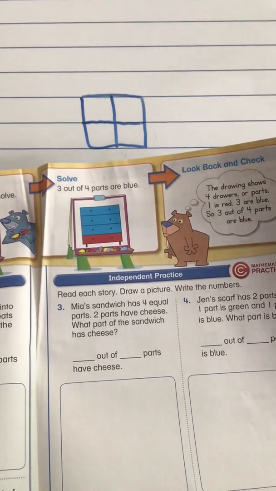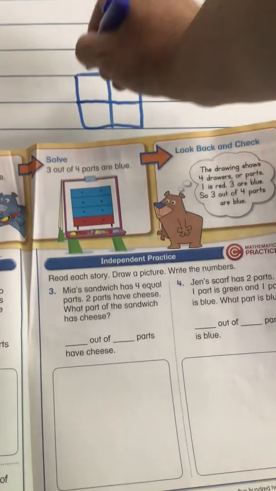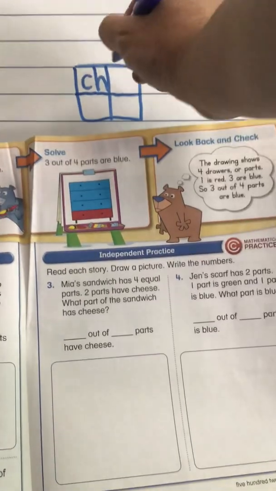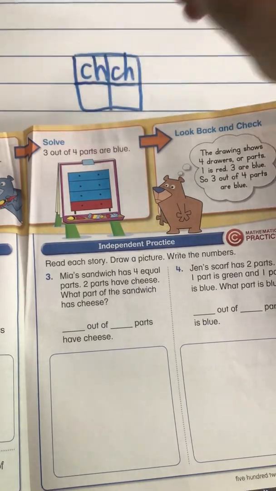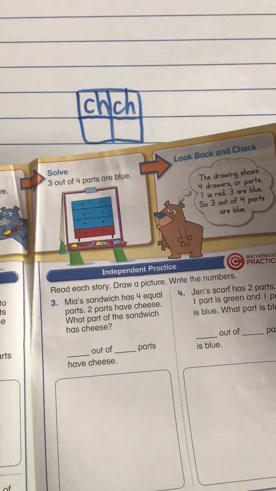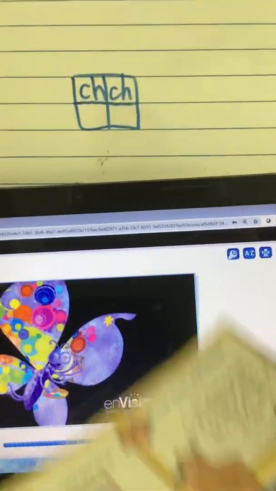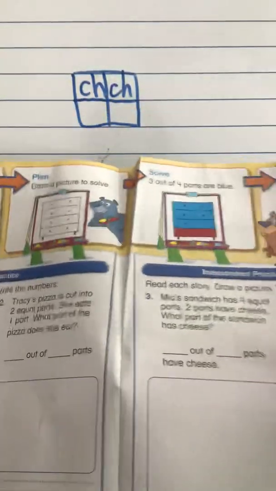2 parts have cheese. So I'm going to write CH for cheese and CH for cheese on 2 of those parts. If you want to color those parts, you can. If you want to write CH like I did, you can. It's up to you.